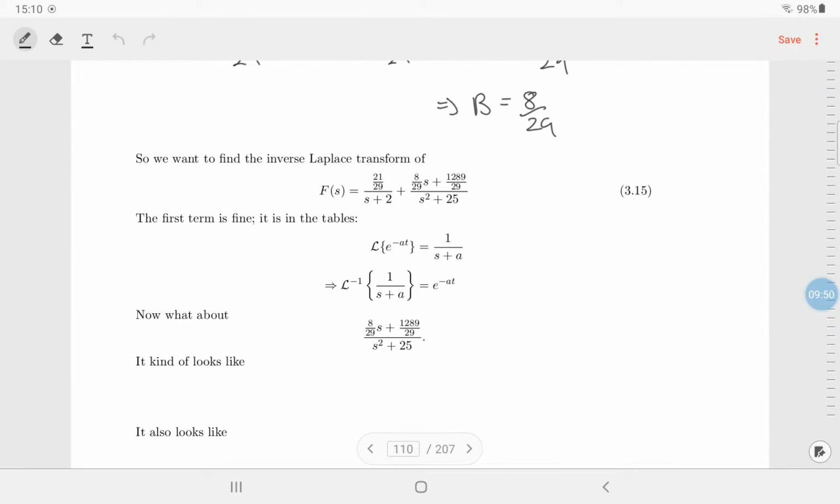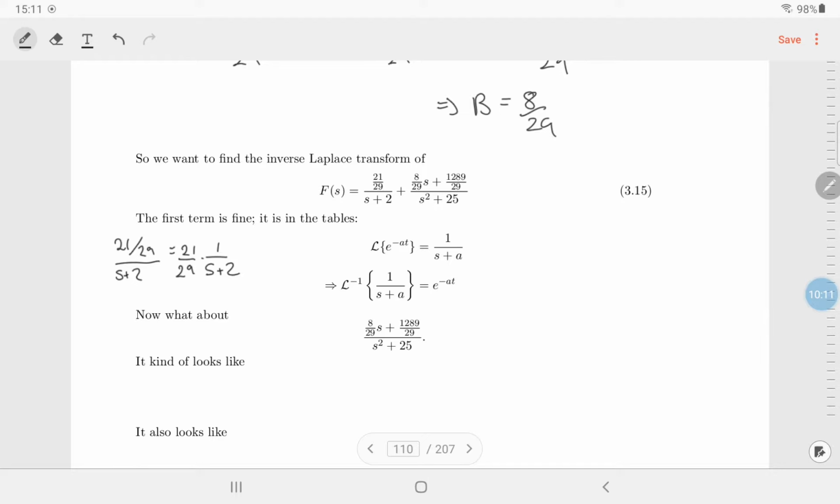Now, how are we going to deal with this? The first term is okay. It's basically in the tables. The fraction is no issue, like the 21 over 29 divided by s plus 2. I keep saying this, you can fix that constant there. So that first term is no issue.